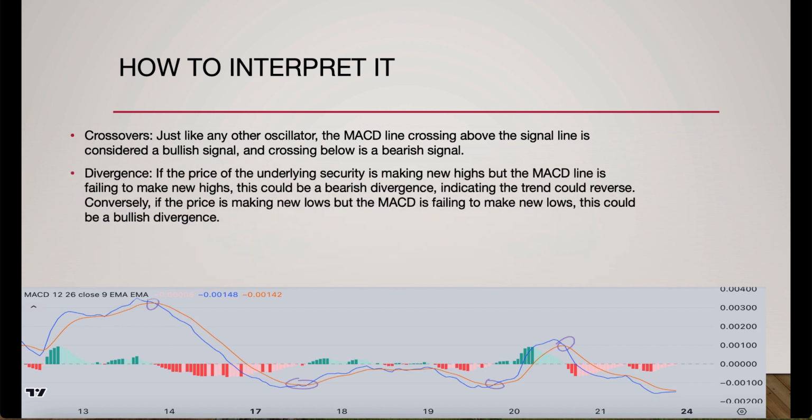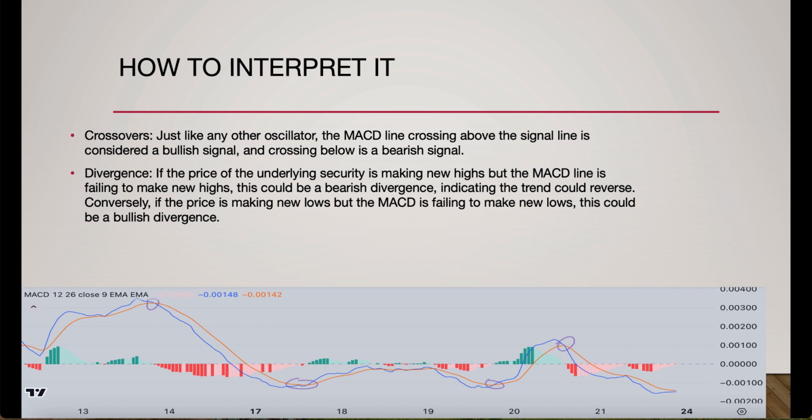Again, we can also use this indicator for divergence as well. So let's just say the price is making higher highs, but the MACD is obviously not making the higher highs, meaning that it's showing divergence. And then this could be a bearish signal, a bearish divergence, indicating that the price could reverse.